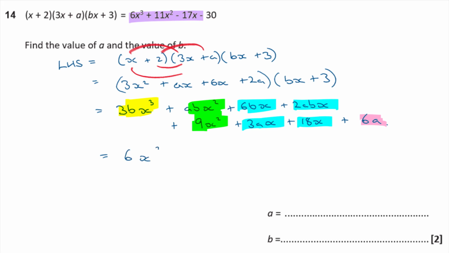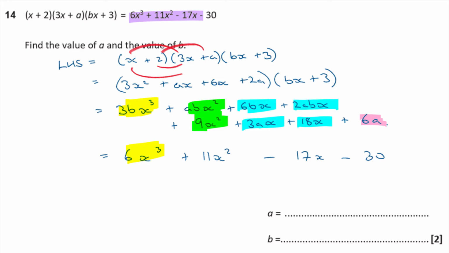6x cubed plus 11x squared plus, right, all 4 of these are going to be, oh sorry, minus 17x, and then I've got minus 30 on the end. Okay, so if you think about it, that 3bx cubed matches up with this 6x cubed.